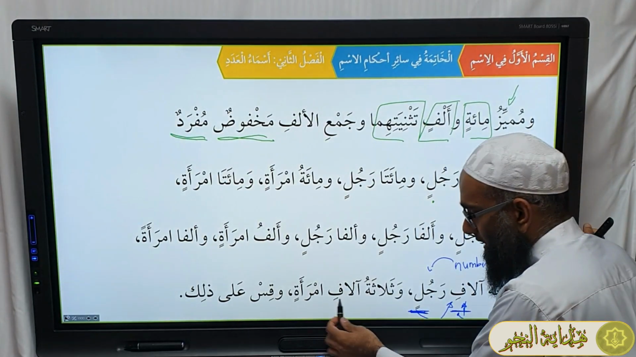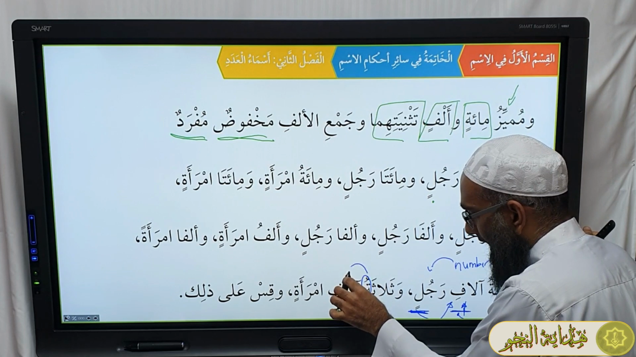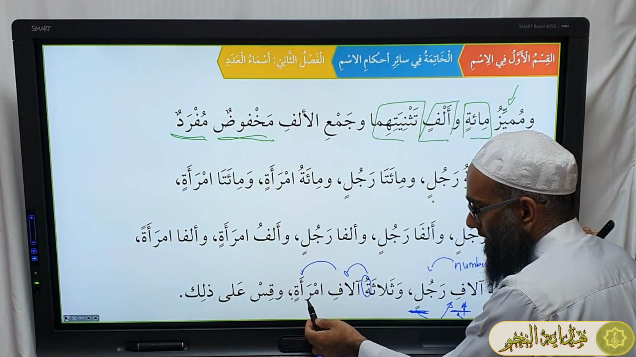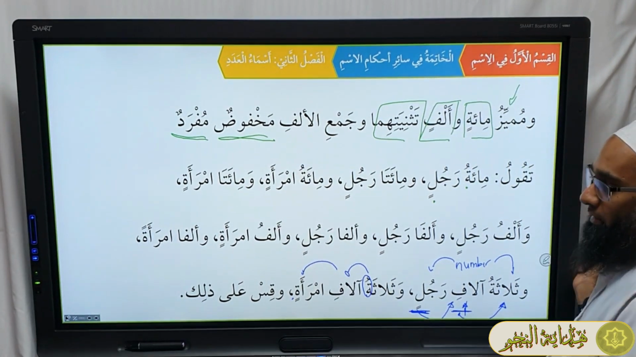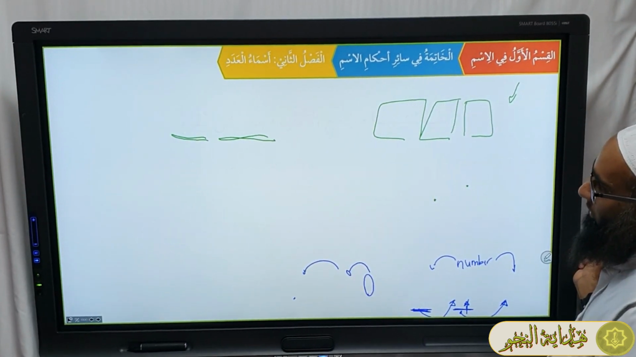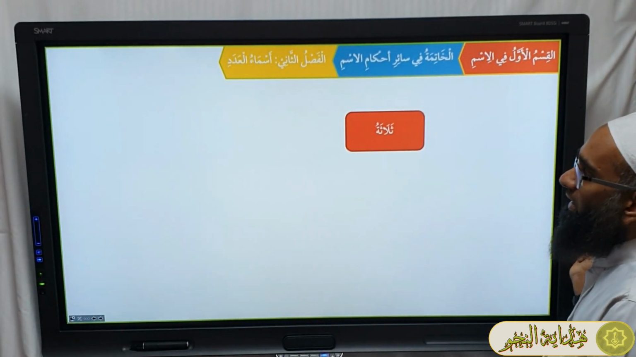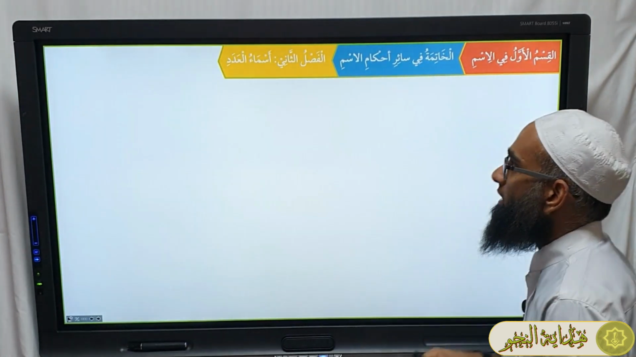Okay? Same thing happens here. Imra'ah. So the thalathatu matches the alaf, and the alaf goes with the imra'ah. So 1,000 women. How many thousand? 3,000. وَقِسْ عَلَى ذَلِكَ. You can continue based on this. Okay? So a summary, we have ثلاثة. Okay, let's try a few numbers here.